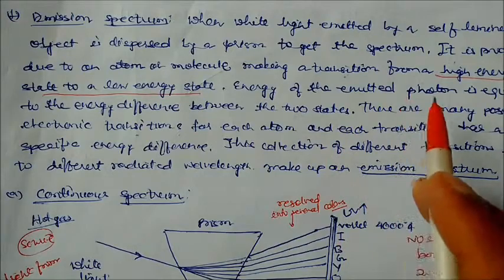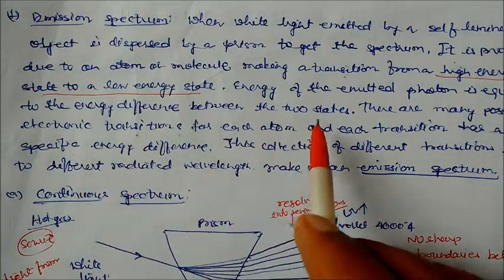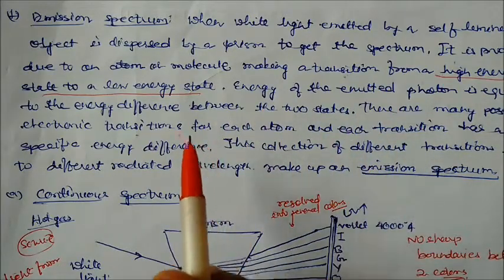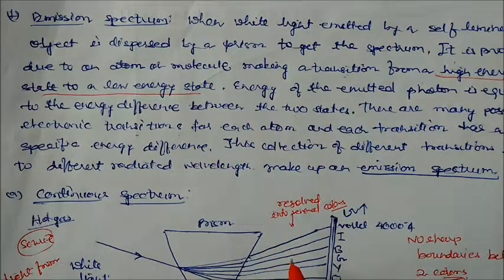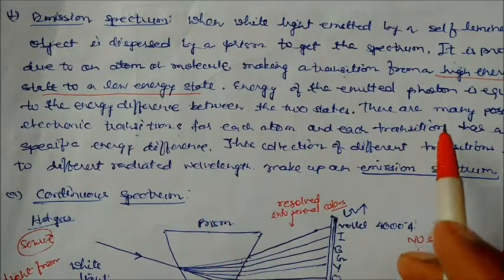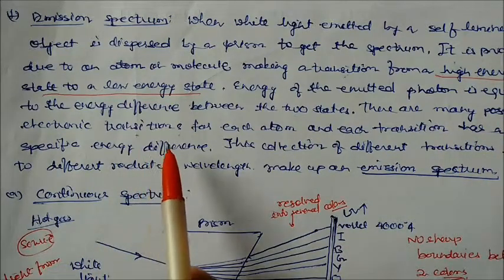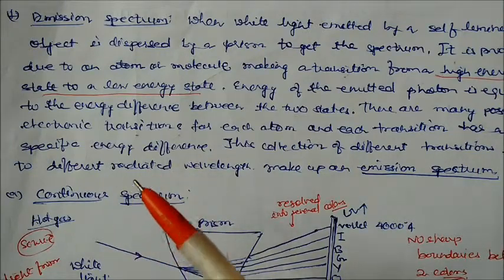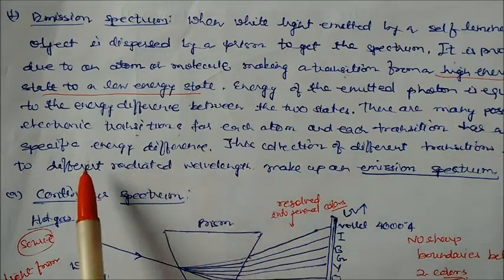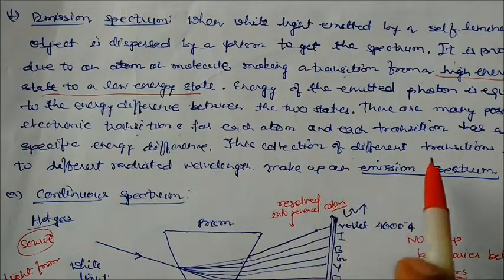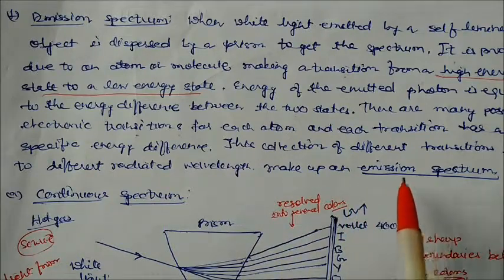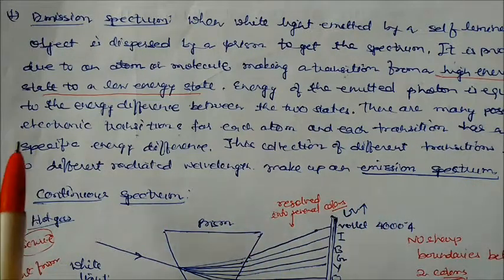The energy of the emitted photon is equal to the energy difference between the two states. Two states mean the higher and lower states, and the difference of that energy will give you a particular wavelength. That wavelength produced in the spectrum is called emission spectrum. There are many possible electronic transitions, and for each atom each transition has a specific energy difference, obviously. This collection of different transitions leading to different radiated wavelengths makes up an emission spectrum. So this is the meaning of emission spectrum.